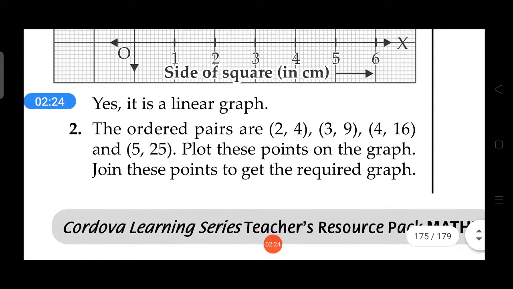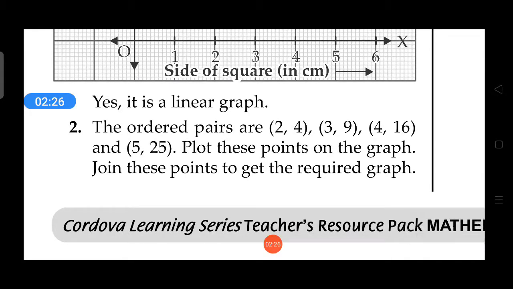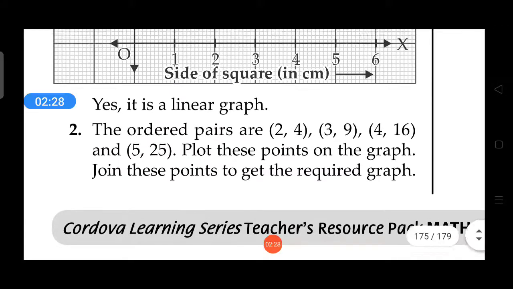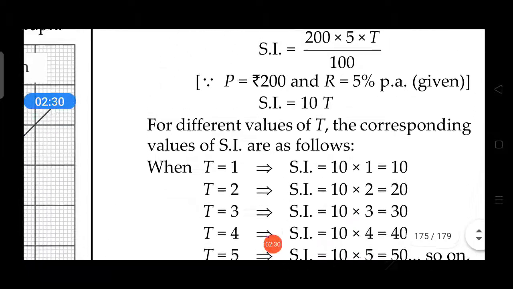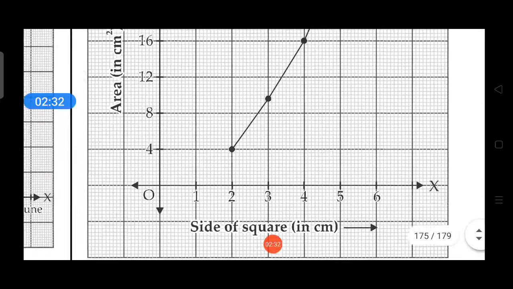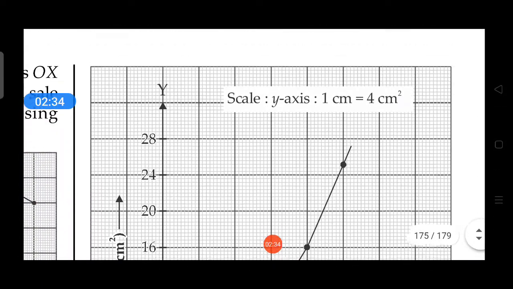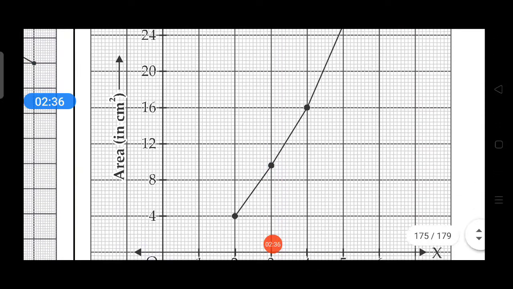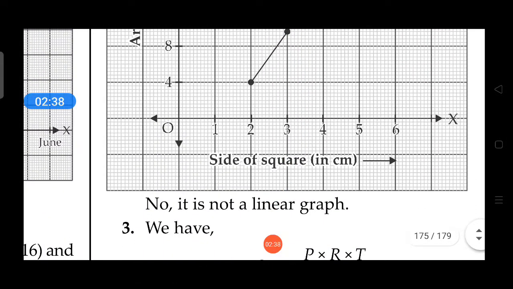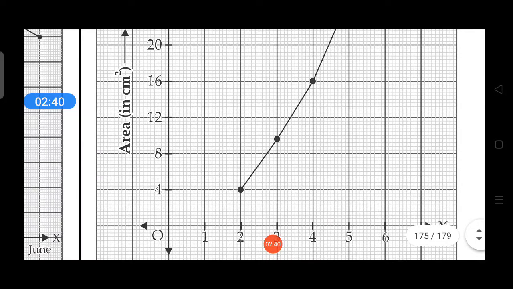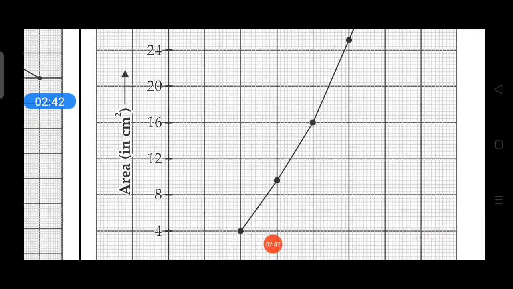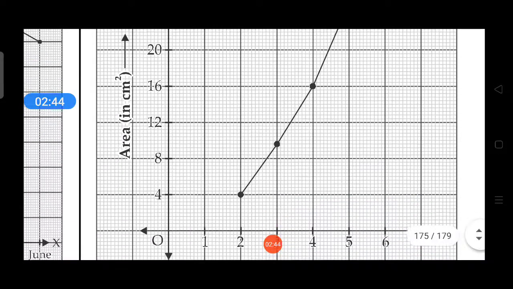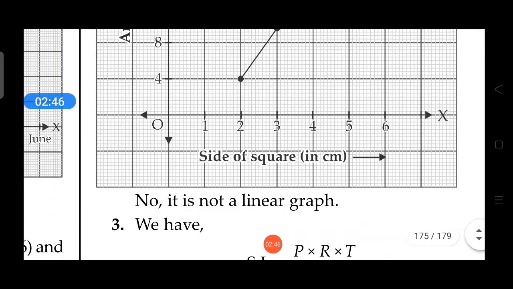Question number two. The same question, the method is same. But here the problem is that it is not a linear graph because it is not giving a straight line. The line is getting curved. Okay, so it is not a linear graph.